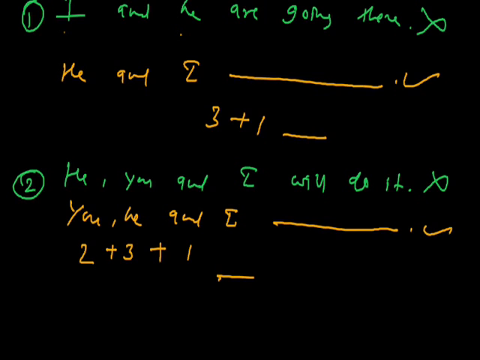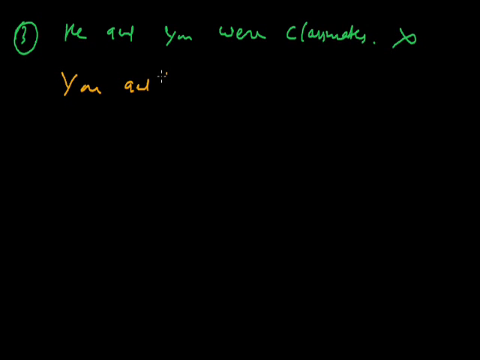Now the third one is: he and you were classmates. He and you were classmates? Hey guys, this is another wrong sentence. Why? Let's see. He and you. Again, there's the mistake of the sequence of pronouns. It has to be you and he were classmates. So when you have the second and the third person, the second person would be first, then the third person would be there. Clear?